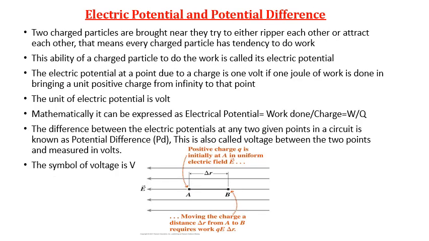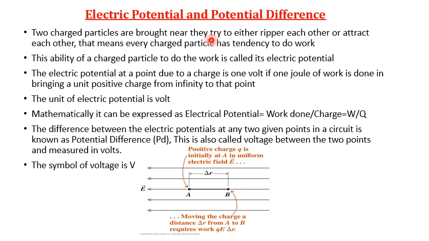Electric potential and potential difference. Two charged particles are brought near. They try to either repel each other or attract each other. That means every charged particle has a tendency to do work.